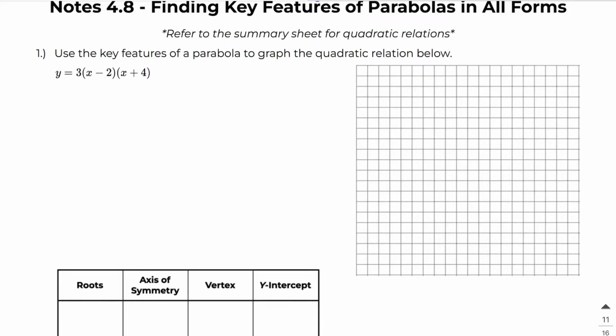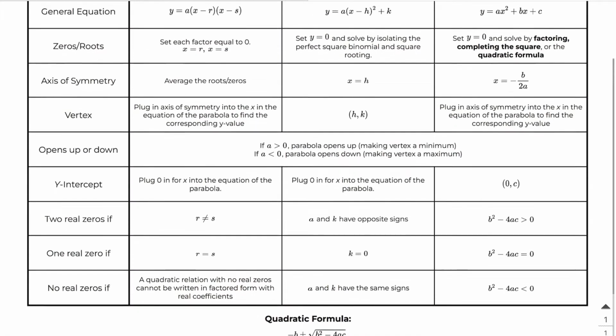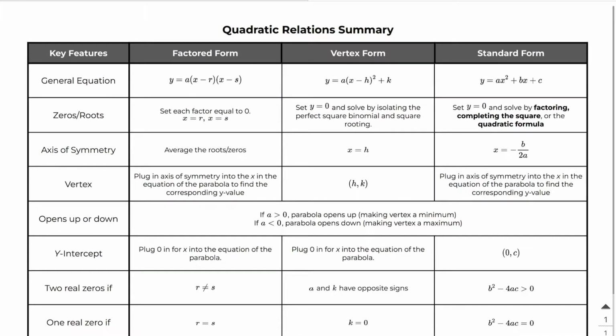Hi people, notes 4.8 are on finding key features of parabolas in all forms. And if you notice, it says refer to the summary sheet for quadratic relations. So if you look here, we have all of the information that we need for our quadratic relations. So you've got all the different forms.